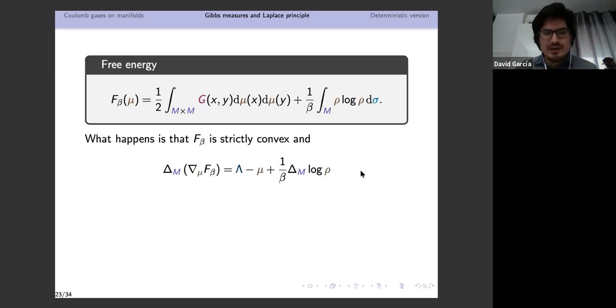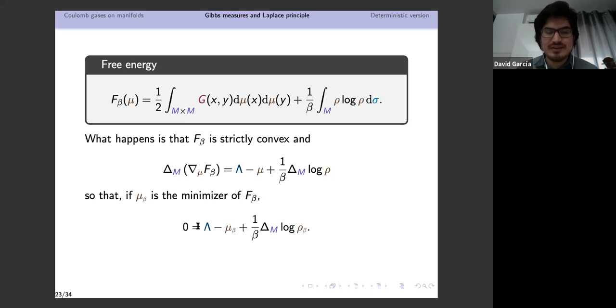So if mu beta is a minimizer of F beta, this has to be 0. And this is exactly the equation we had before. So the reason why this equation holds for the limit is just because this is the Laplacian of this derivative, and this mu beta is a minimizer of F beta. So the large deviation principle explains well why we have this almost sure convergence.